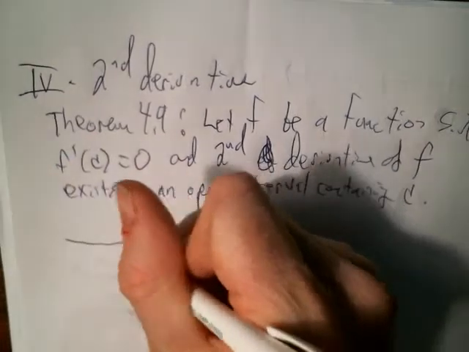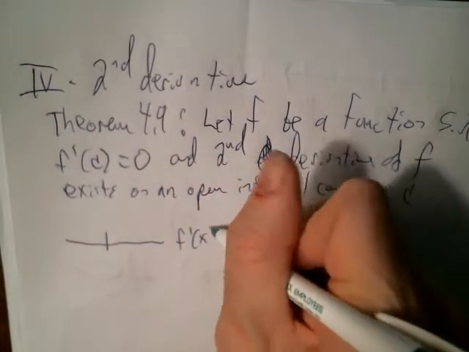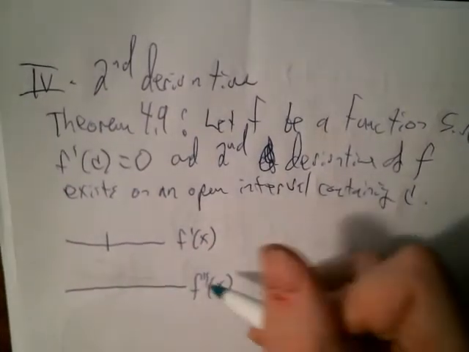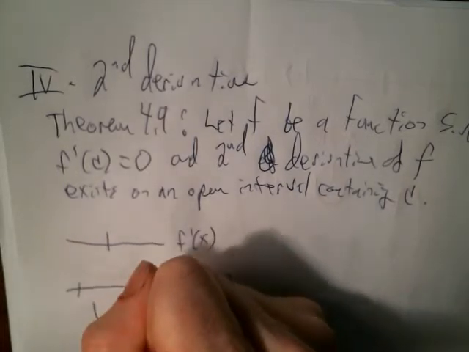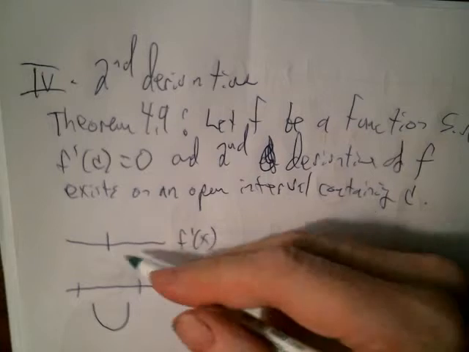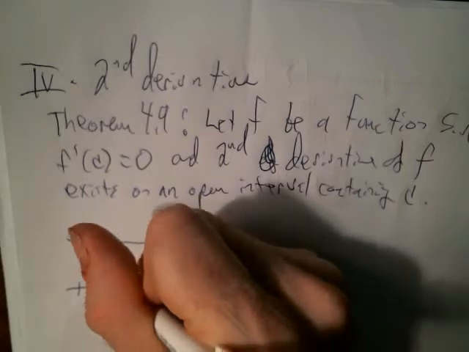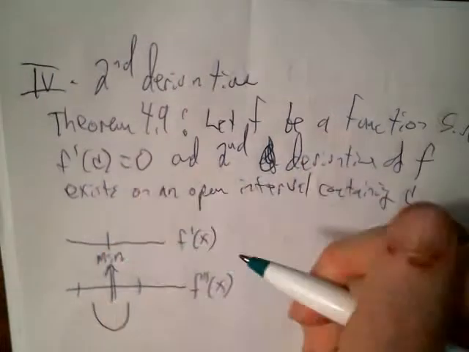You can just find your critical values on your first derivative number line, and then look at the second derivative below it. If the second derivative tells you that in this interval below it, it's concave up, that will imply that there exists a min at this particular critical value. So this implies that thing is a min.